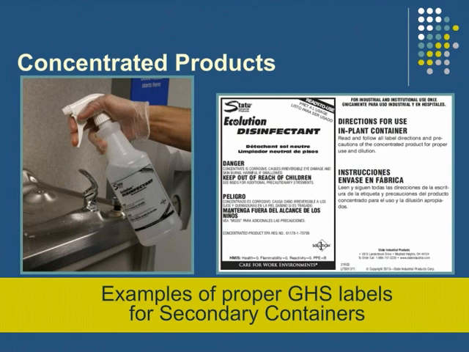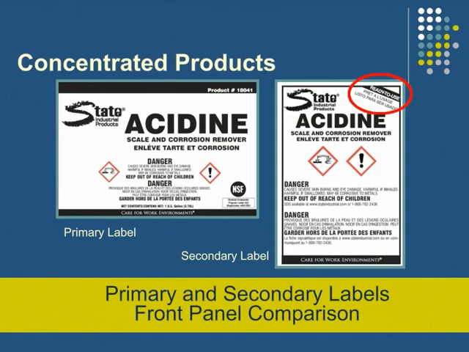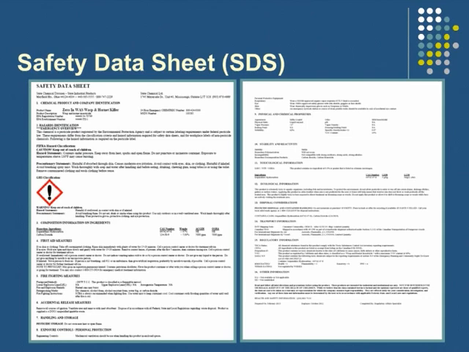and dilution information. This slide shows a comparison between the front panels of GHS primary label and a secondary label, each requiring pictograms. The ready-to-use designation in the upper right corner of the secondary label is the key difference. So whether you are looking at the concentrate gallon label or ready-to-use label for a secondary container, the elements remain the same. The safety data sheet provides comprehensive information about every facet of the product.